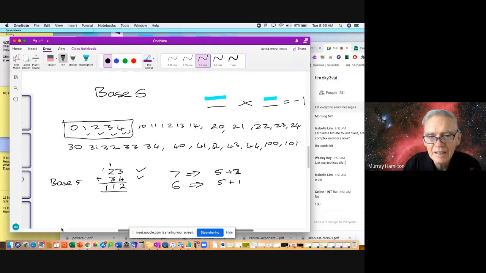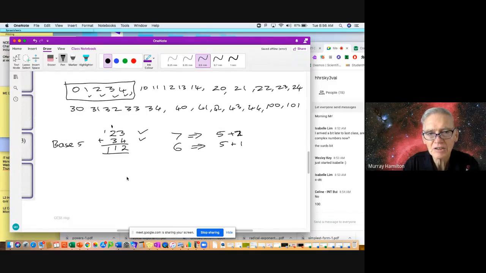Okay, let's do one more, and then I'm going to ask you, does this make sense? Because this is all I want you to do today, is just understand about base 5. We're going to come back and visit it. I'm going to build you up slowly to prove that there is a number that when you multiply it by itself makes -1.